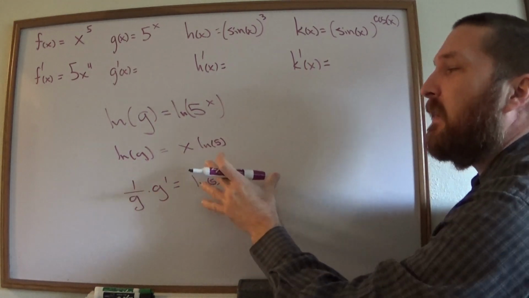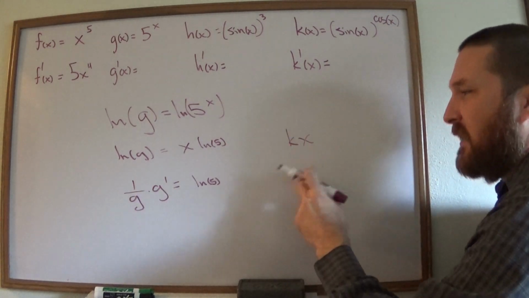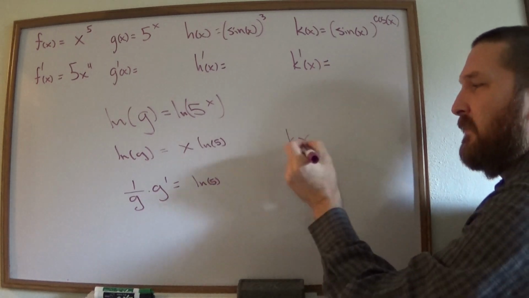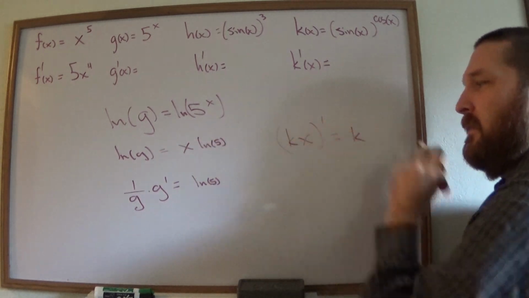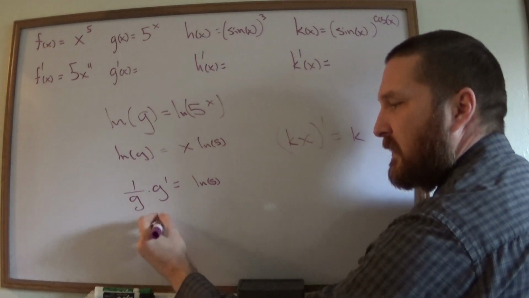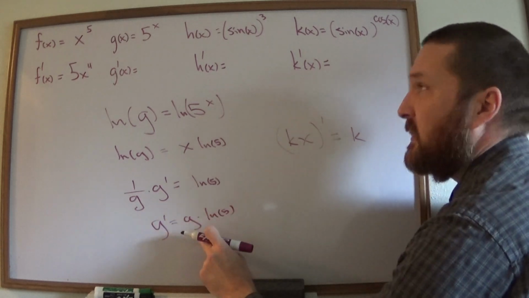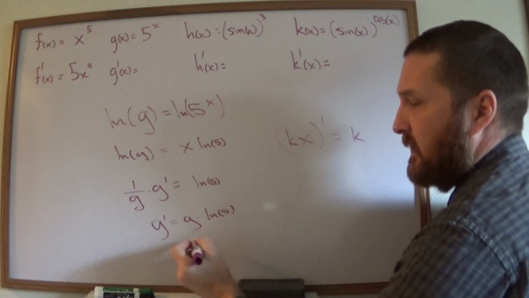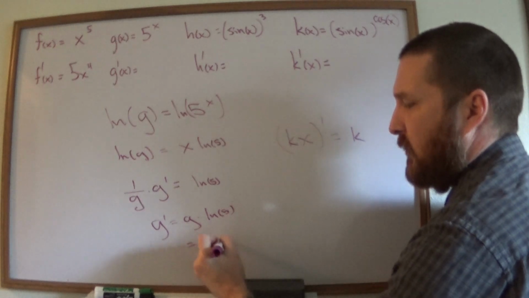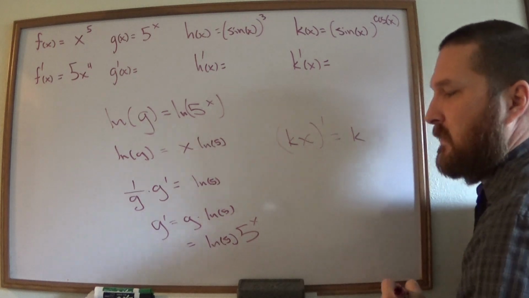Or another way of thinking about that is log 5 is just a constant. So that's just some constant times x. You take the derivative of that, it's just whatever that constant is, right? And so it just works out to be that. And so we bring this guy upstairs and we have g times log 5. g was originally 5 to the x. So we have log 5, which is your constant, times 5 to the x.